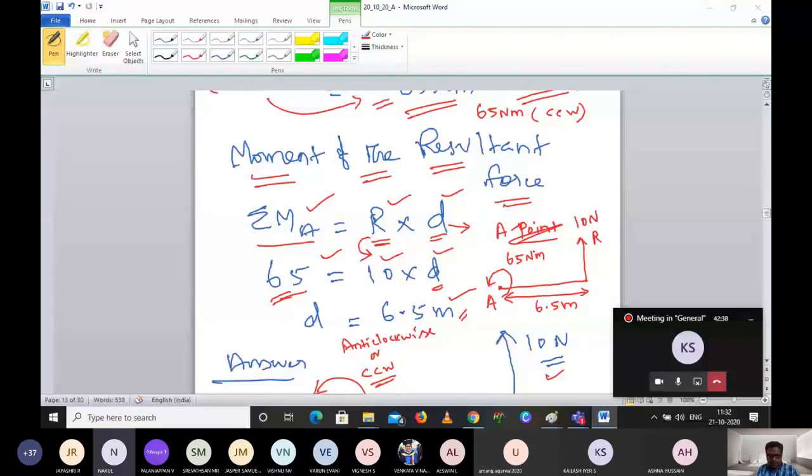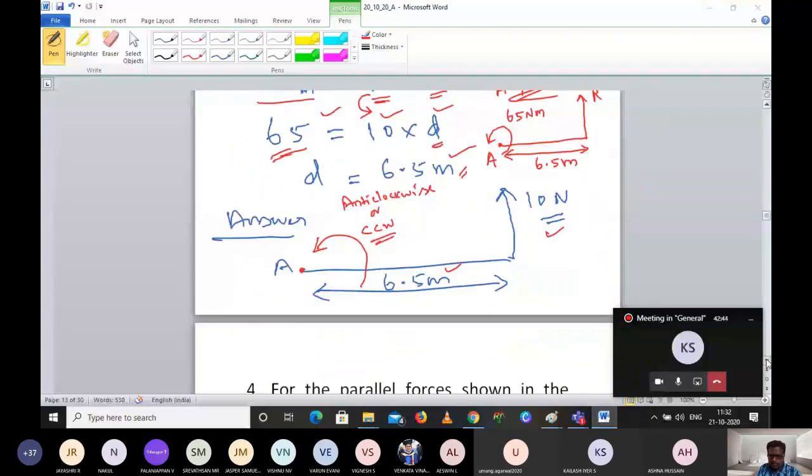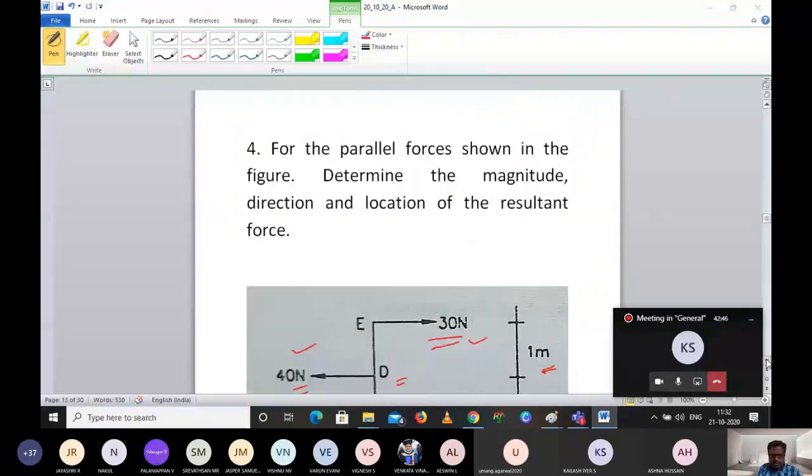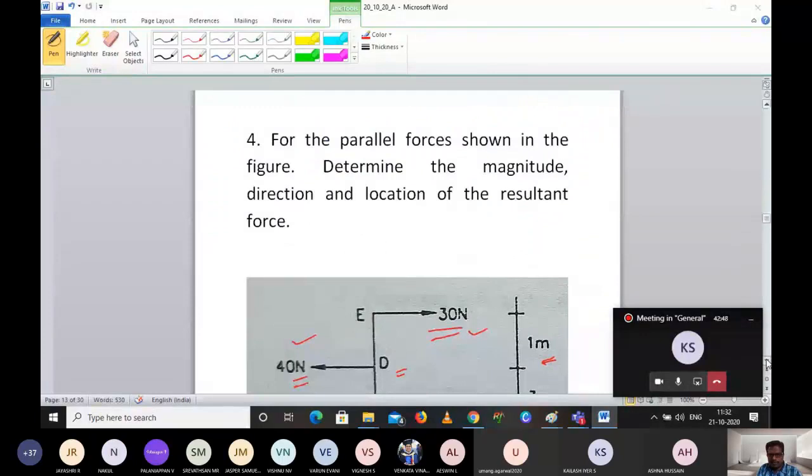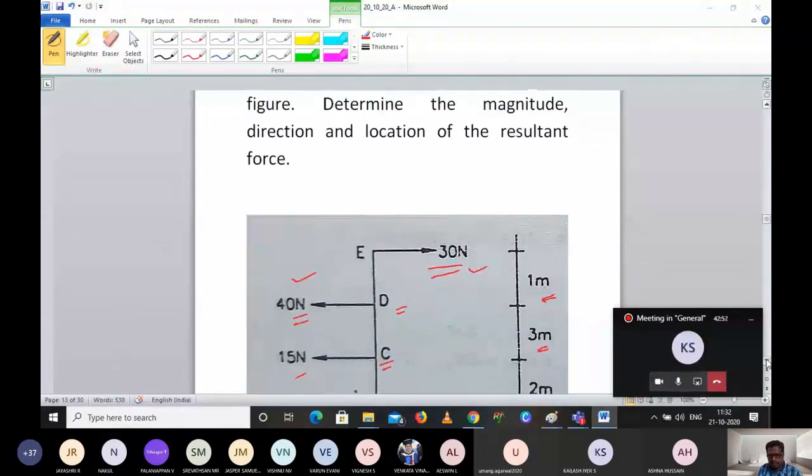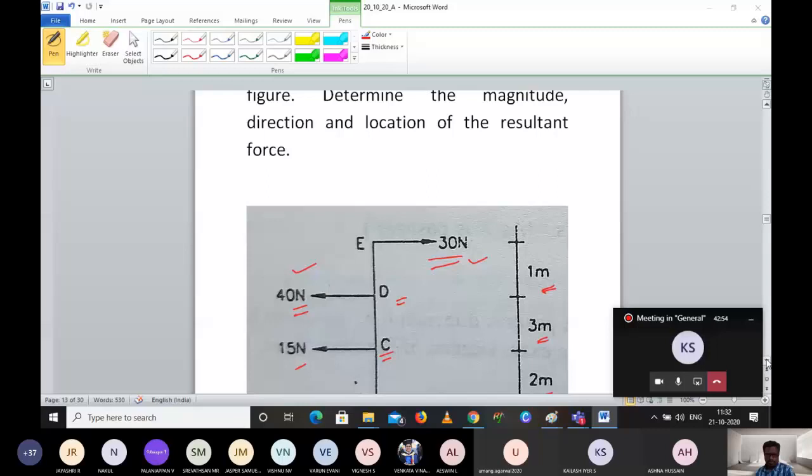Next we will move on. So the same thing only I have given now. Next one: for the parallel forces shown in the figure, determine the magnitude and direction. Here, what is the difference, our friends can see. Here, instead of taking upward positive, because of the given diagram, I am taking right side as positive. The forces acting towards the right side I am taking as positive. Are we clear? Because here the forces are acting in the right side and left side.